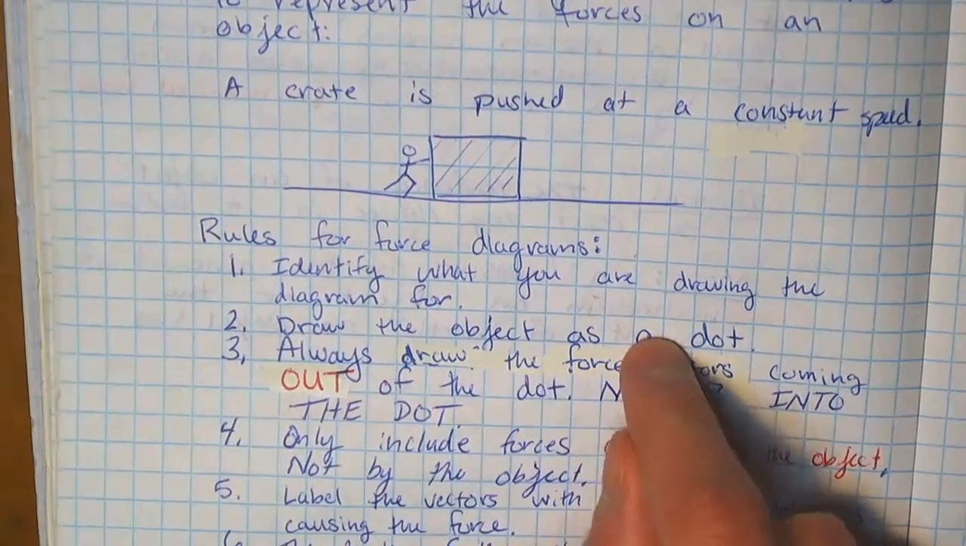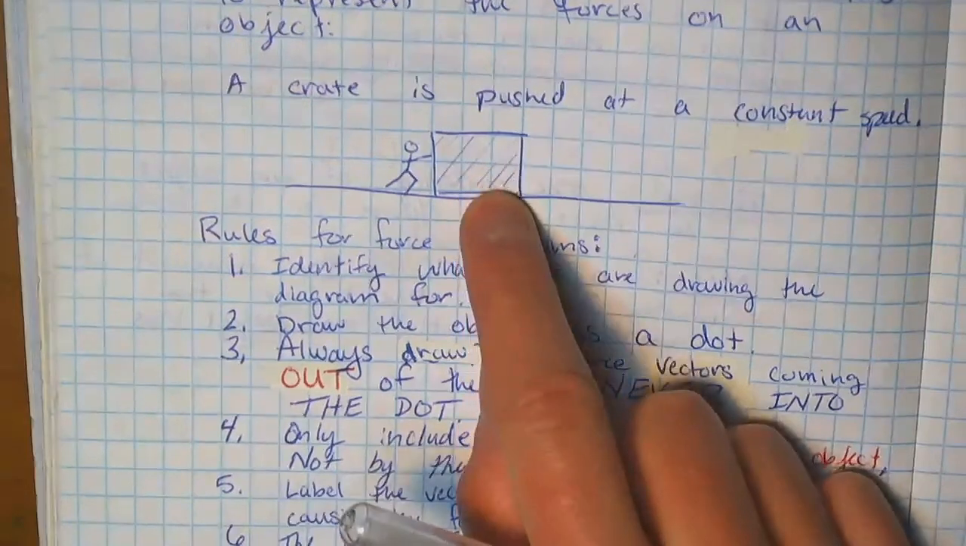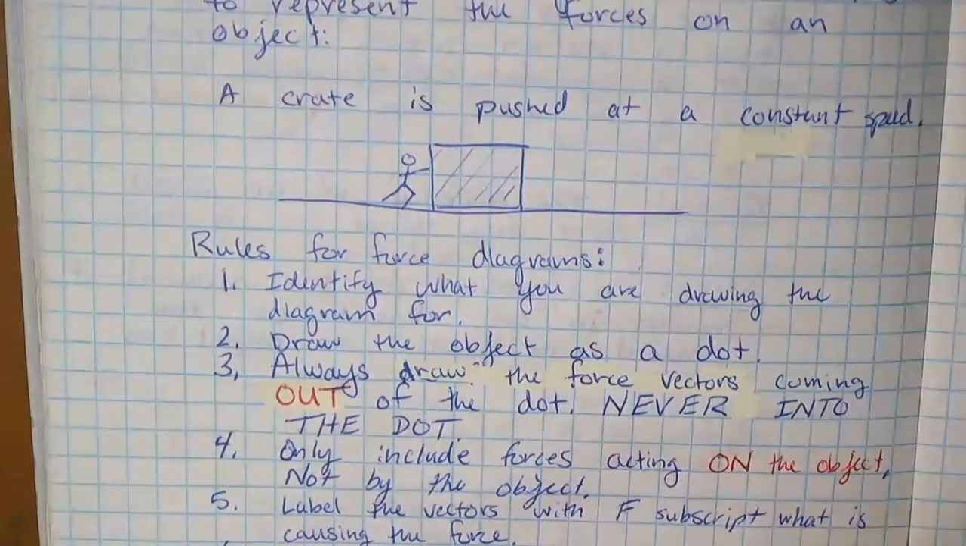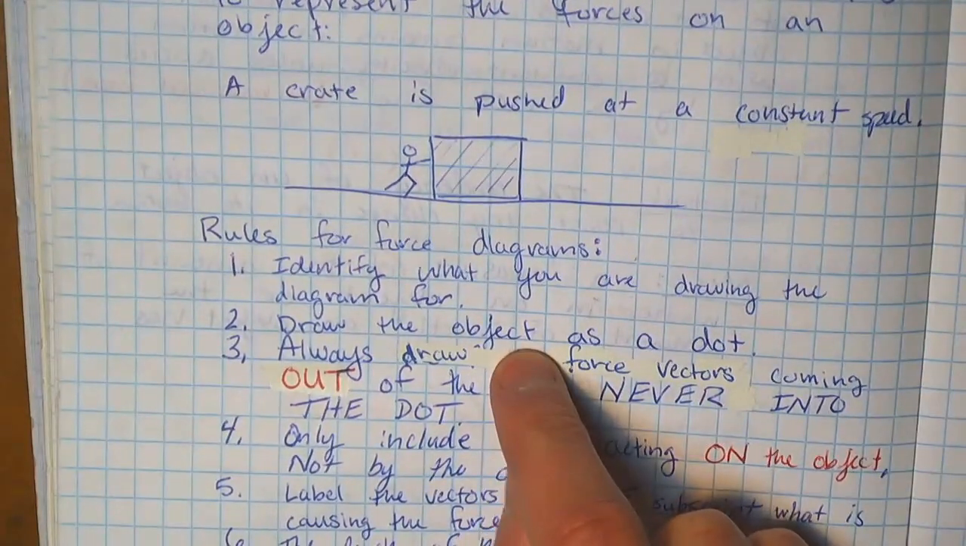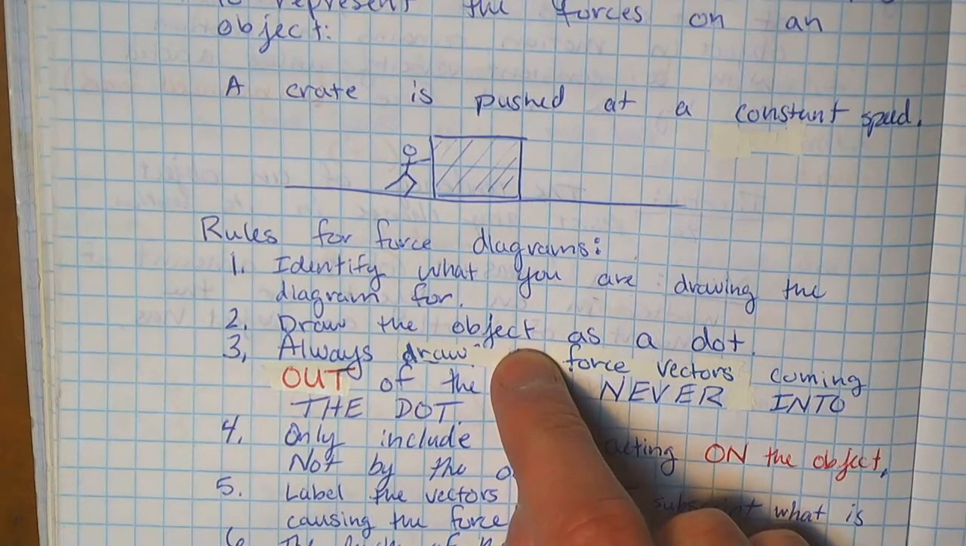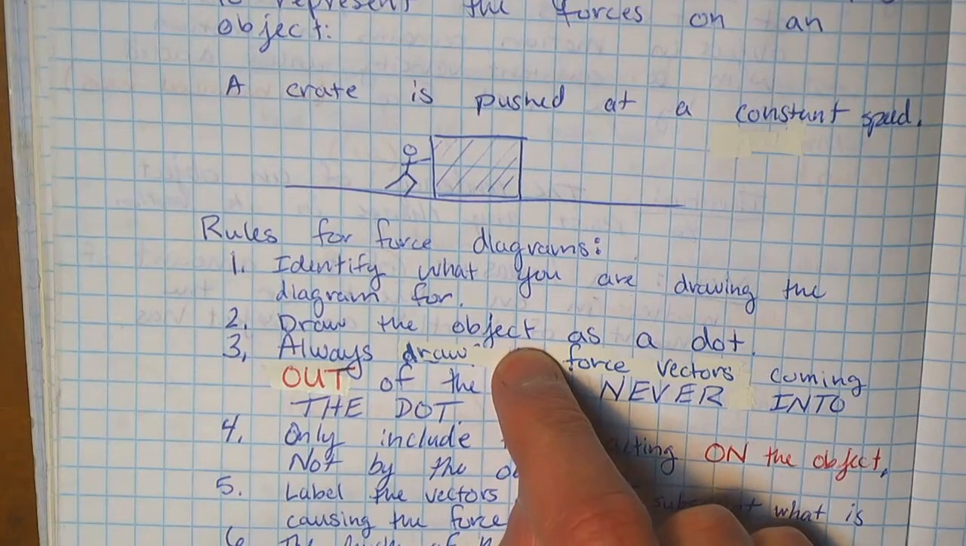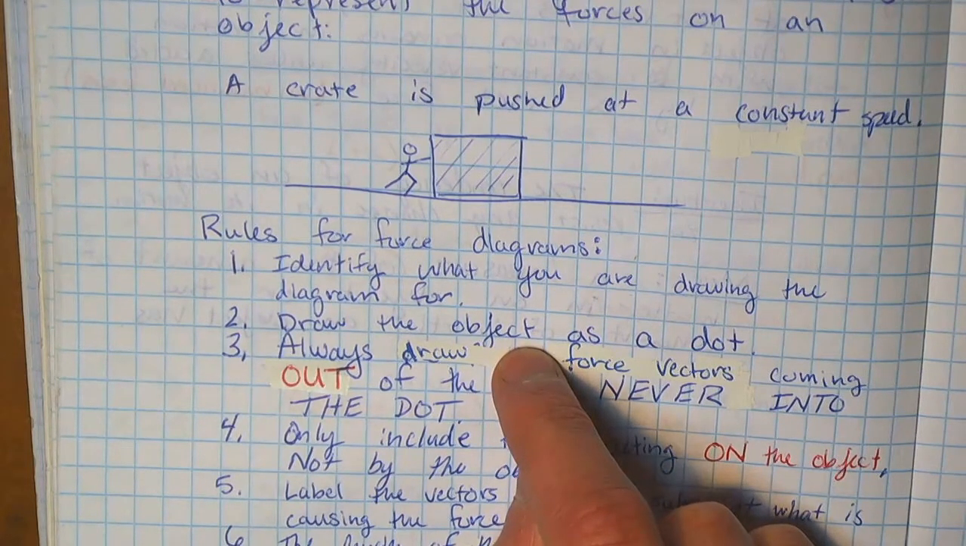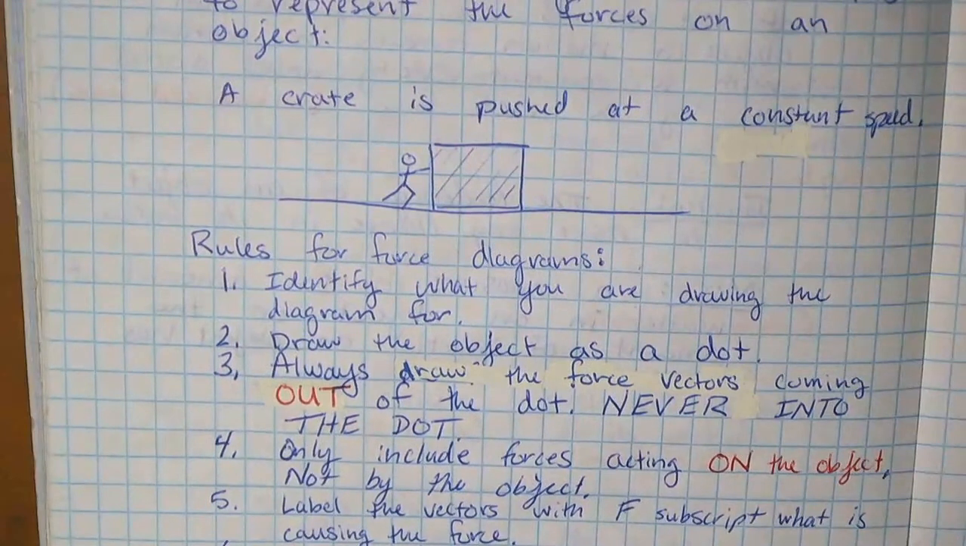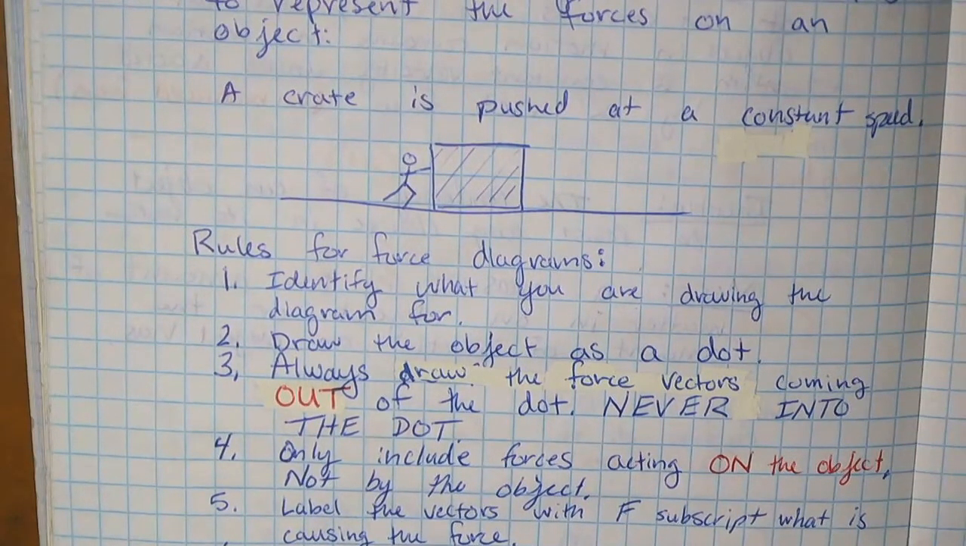Draw the object as a dot. We don't want to redraw a crate every time. We want our diagram to be really simple so that it's easy to see what the forces are. If you make your object a complicated drawing, one, it takes time, and two, it detracts from your arrows. It makes it harder to read the diagram.